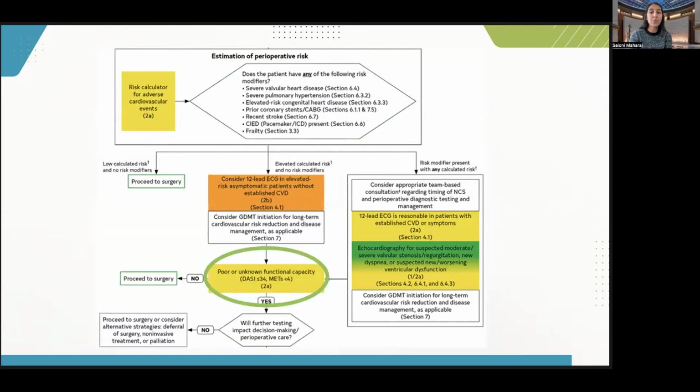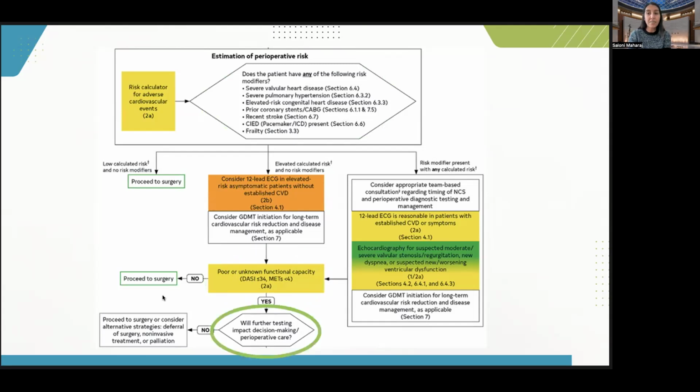The next step is to assess your patient's functional capacity, which you can measure either using METs, metabolic equivalents, or the Duke Activity Status Index, also known as DASI. If your patient can perform activities greater than 4 METs or has a DASI score above 34, they are generally considered to have a good functional capacity and can proceed to surgery.